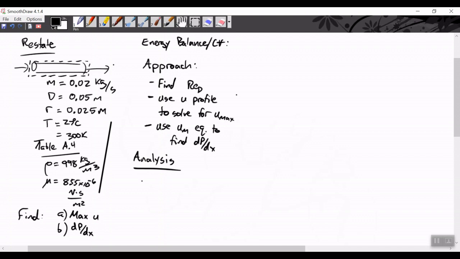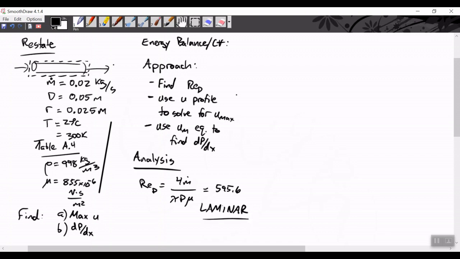Okay, so my analysis. First, the Reynolds number. You remember you can compute the Reynolds number as a function either of mean velocity or mass flow rate. And we have mass flow rate right here. So we're going to use the mass flow rate form, which is 4 times m dot divided by pi d times dynamic viscosity. When you plug in all of our values that we have, we get 595.6. So that is definitely laminar.